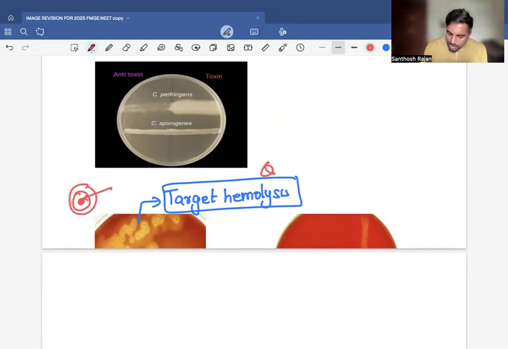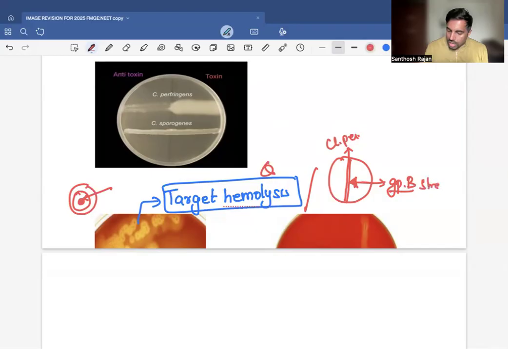And here this is the reverse CAMP. Actually, the picture is missed. Basically, you're going to put a streak like this and you'll get an arrow, two streaks. In the center, you put a Clostridium perfringens streak. On the side, you put the group B streptococci, Agalactiae. Then you'll see the arrow.